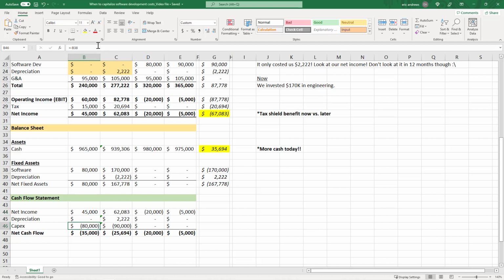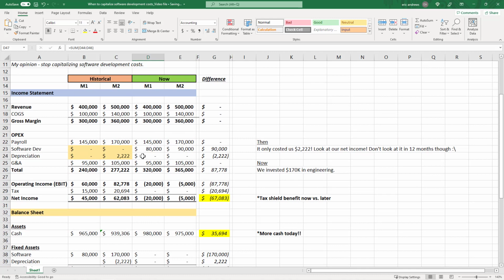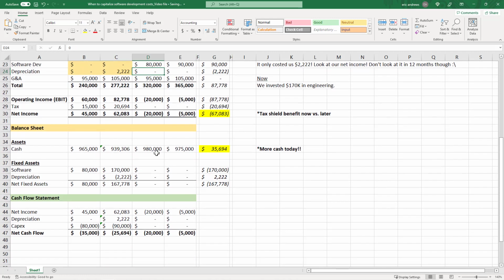But we still actually had to spend the $80,000 on software development. So we're actually getting hit because we're having this taxable event happening, even though all the cash went out the door and made the business cash flow negative. So you're getting hit with a tax payment on a negative cash flow month already. So actually you have negative $35,000 of cash flow. Whereas if you just put these expenses into the OPEX, you don't pay that $15,000 of taxes. So actually your cash flow is only negative $20,000.